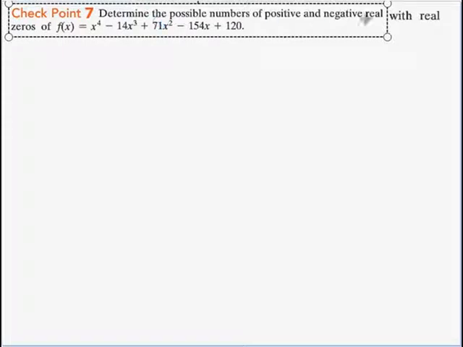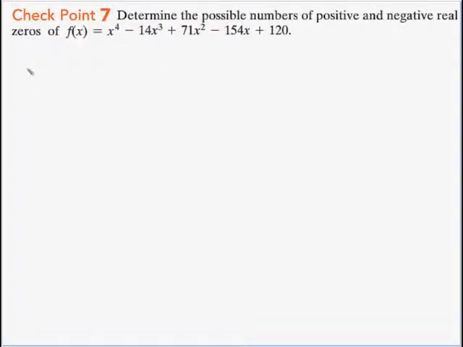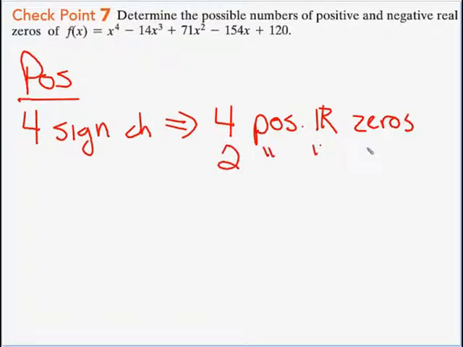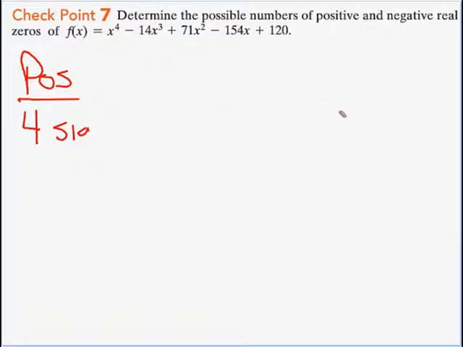Okay, number 7, our rule of signs. We'll start with the positive possibilities. Positive. How many sign changes? 1 sign change, 2, 3, 4. 4 sign changes means there's going to be 4 positive real zeros, or 2 positive real zeros, or no positive real zeros. So for positive, there's either 4, 2, or none.